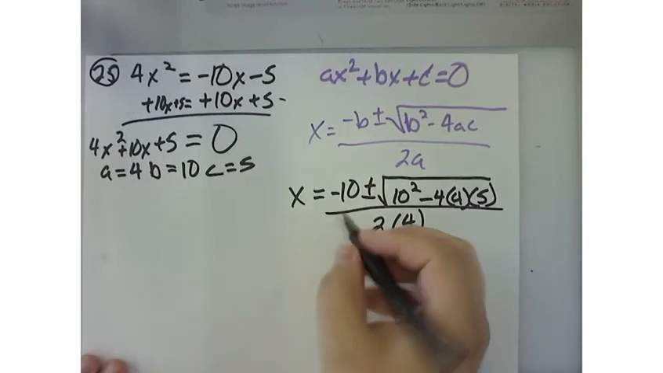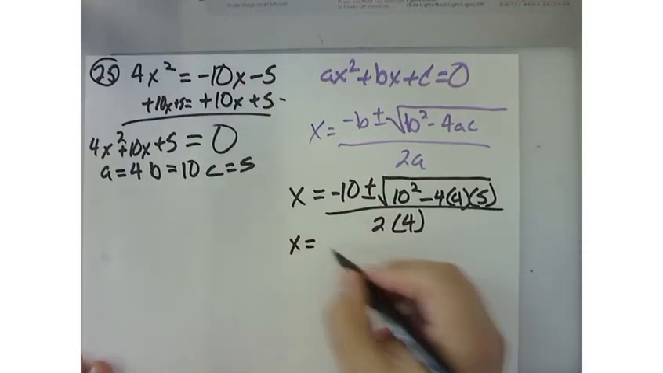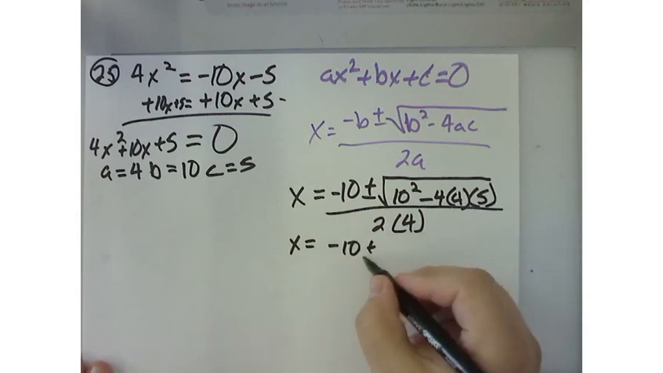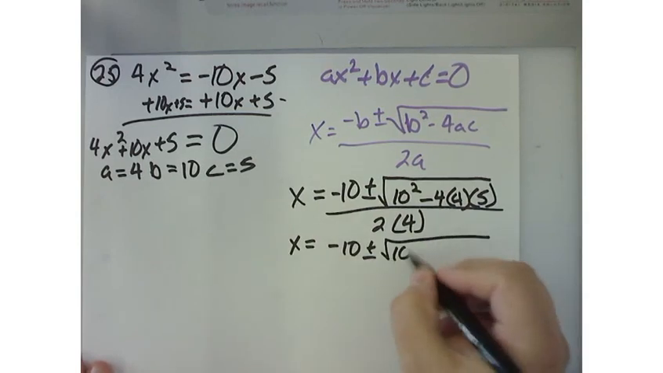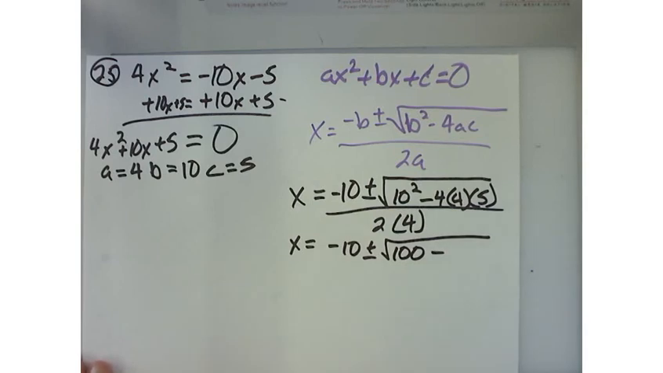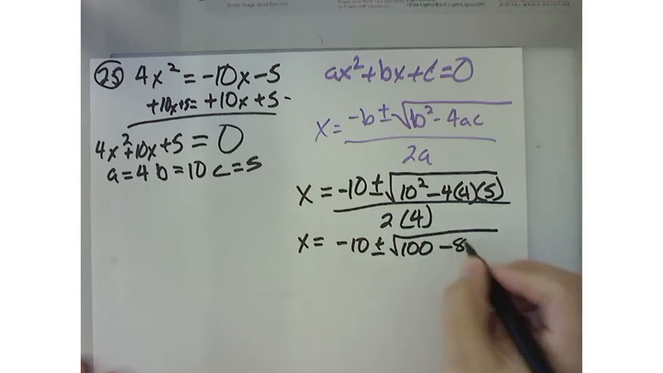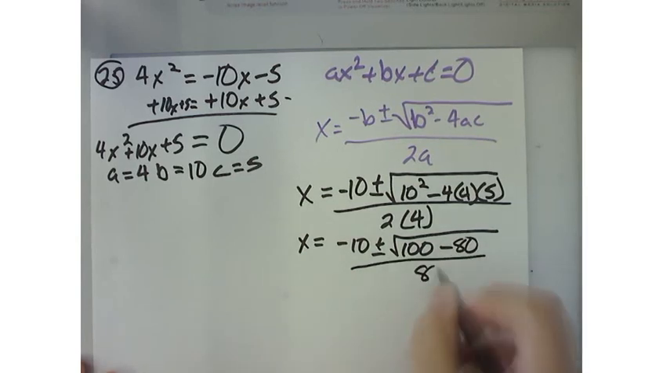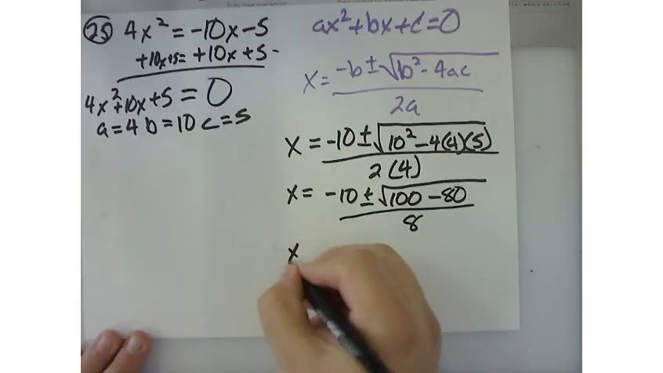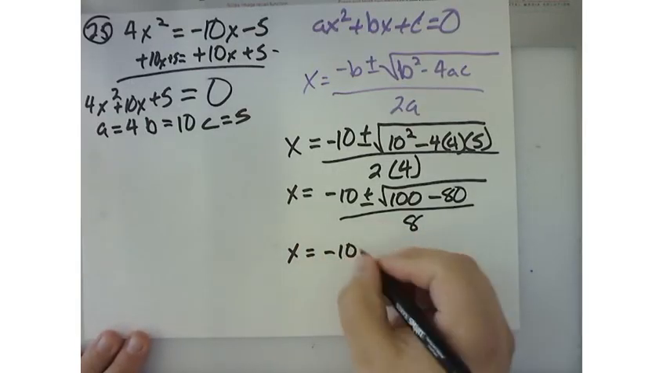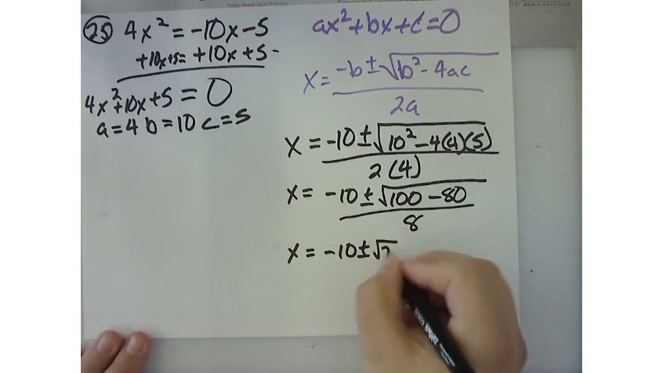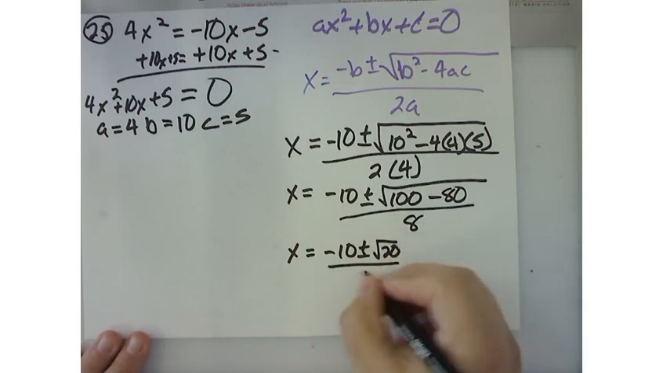Okay. So now, next line, x equals negative 10 plus or minus the square root of 100 minus 20 times 4, 80, right? Minus 80? All over 8. Am I doing good so far? Yeah. Alright, let's keep going. X equals negative 10 plus or minus the square root of 20 all over 8.